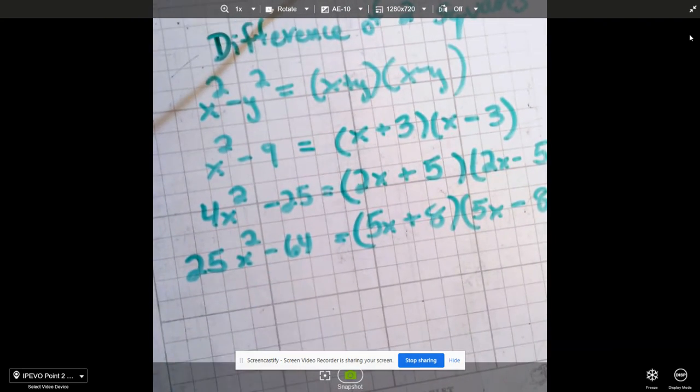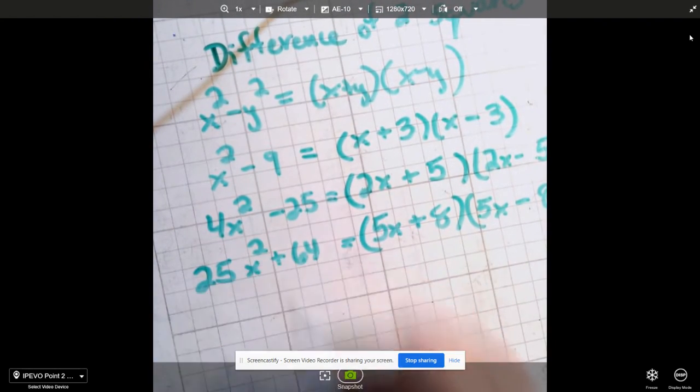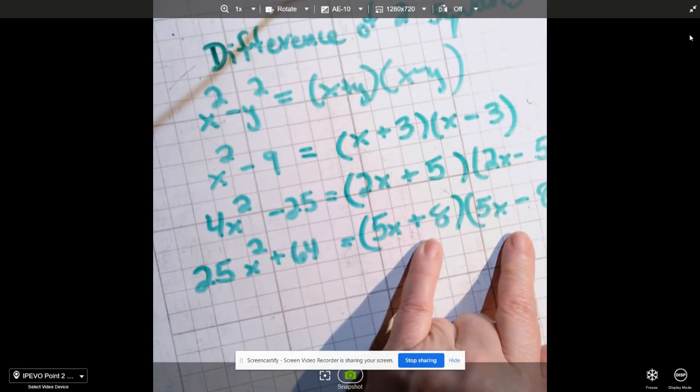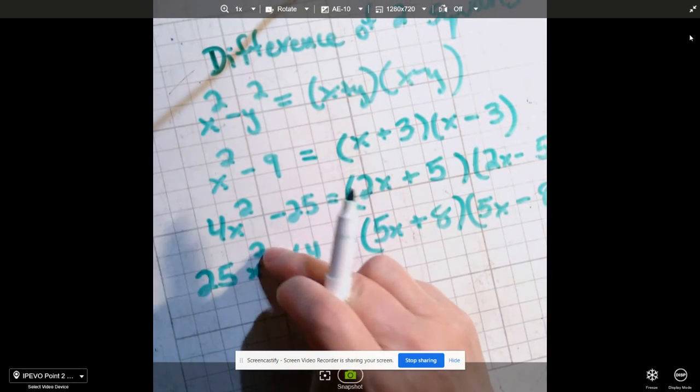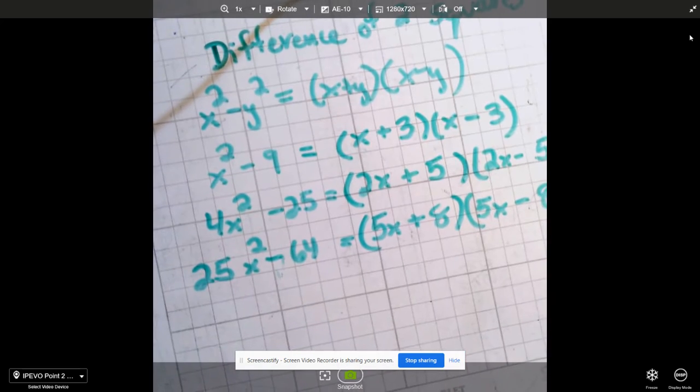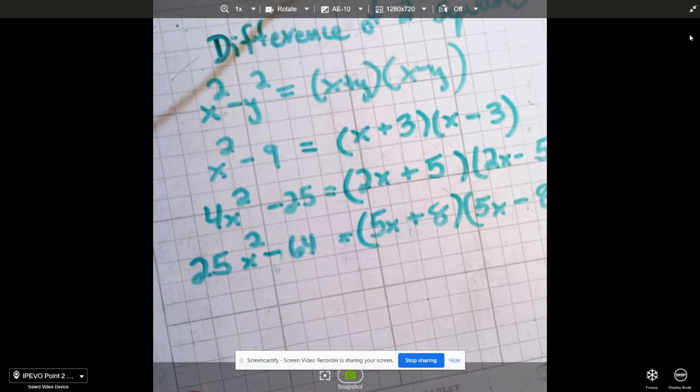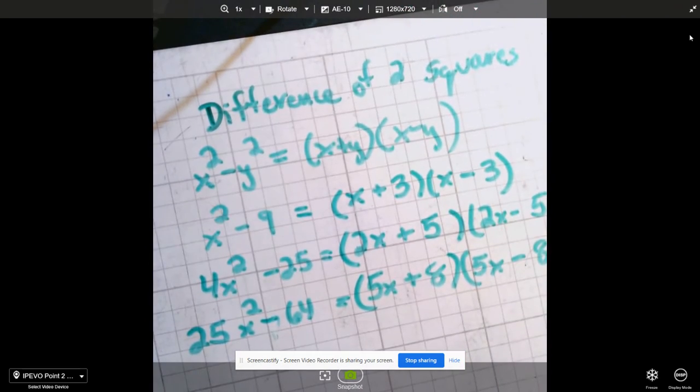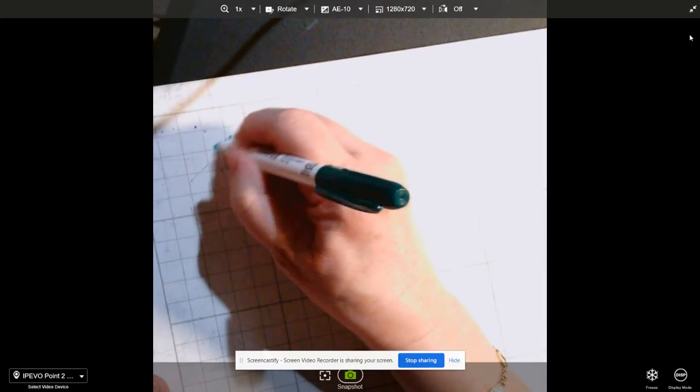Now, please keep in mind, if this was a plus sign instead of a negative sign, then this won't work, so it would not be factorable. It absolutely has to be a subtraction sign in between. So that's one of your special patterns. The other one is called a perfect square trinomial.